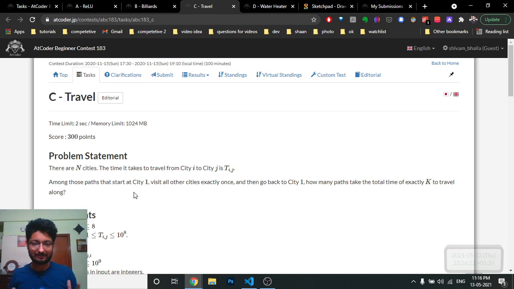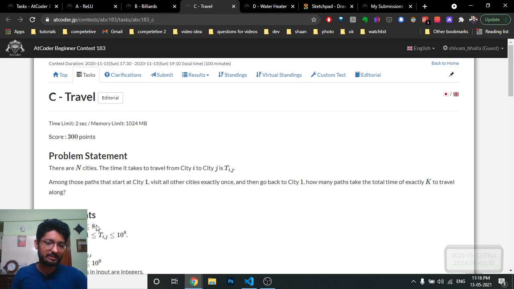There can be multiple paths: you can go 1, 2, 3, 4, 5, 6, 7, 8, maybe there are 8 cities, and then 1 again, or you can go to 1, then 3, 2, and then 4, 5, 6, 7, 8 and then 1 again. Because going from one city to another takes some time, you have to find out the time. So it asks, among all the paths, what are the paths in which the total time taken is exactly equal to k. You have to find the number of paths in which you will take exactly k hours, if the time is in hours.